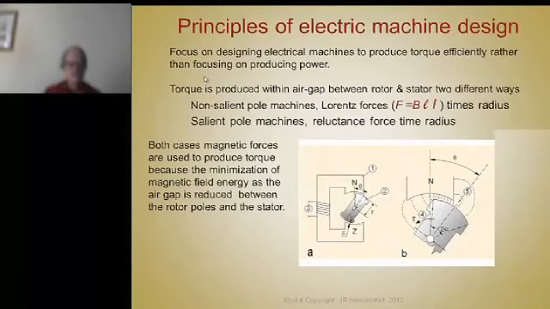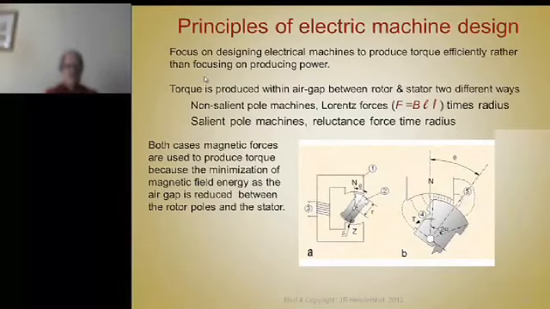As you can see, in the non-salient pole machine, due to the Lorentz forces, you get an attraction and repulsion effect from each side of the coil. Each coil has 2 sides to it, so one side of that coil is giving you a north pole and one's giving you a south pole. So whether you're motoring or generating, that pole is being attracted to the pole in the other member, and it's also being repulsed in the other member. Where the salient pole machine, there's no repulsion, it's only attraction.